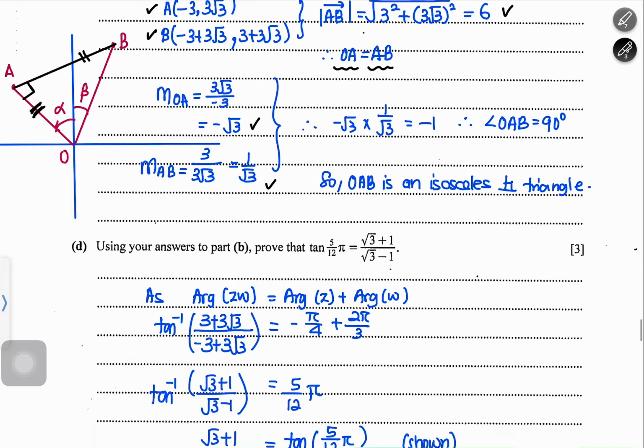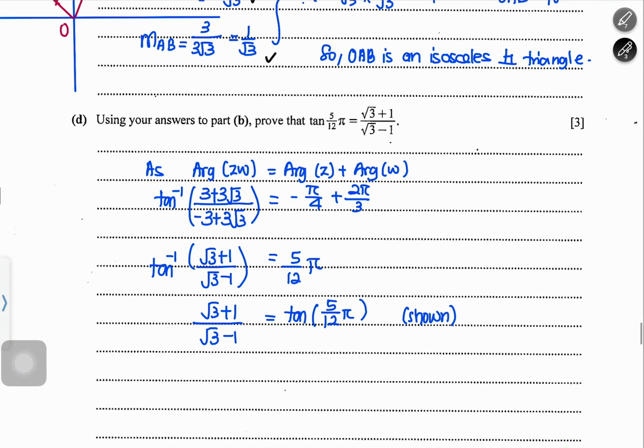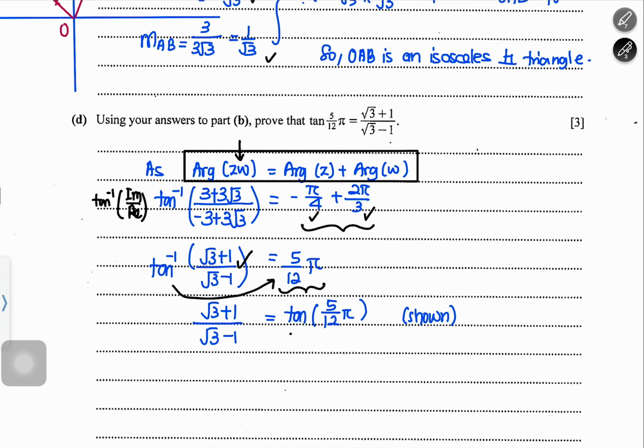And they are giving you 5/12 pi. So you can directly apply this particular rule: argument ZW is equal to argument Z plus argument W. Get this from your part B, also from your part B. Only this one you need to apply the formula, tangent inverse imaginary over real. You directly take from the ZW. When you simplify, you can see you have 3 everywhere. You just divide everything by 3, and you will end up with this. You add these two, you will get 5/12 pi. The tangent you can move over here and then shown.